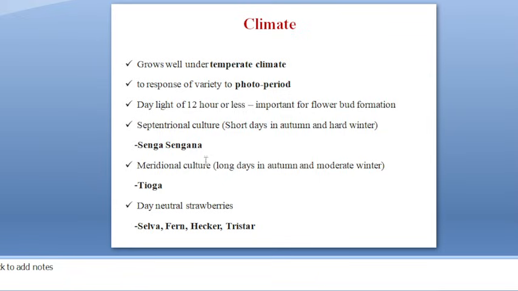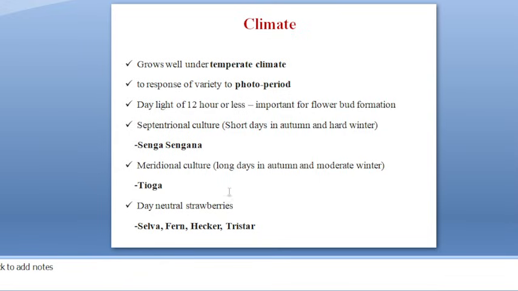Next is meridional cultivars. Here the temperature will be higher on the long days, more than 12 hours of day length. Here the winter is mild, not that high or severe. It is a moderate winter, or some kind of chilling requirement will be there. The suitable variety for this particular region is Tioga. Tioga is the one variety.